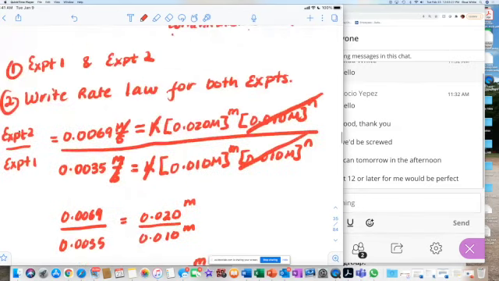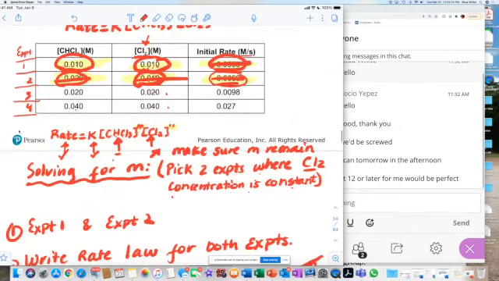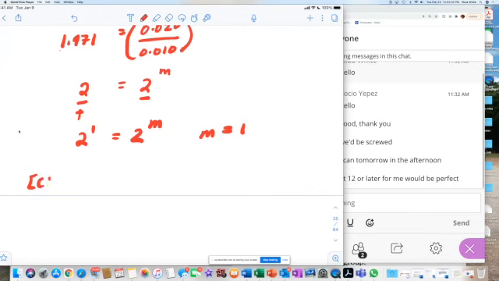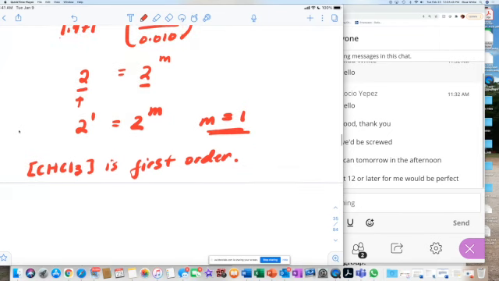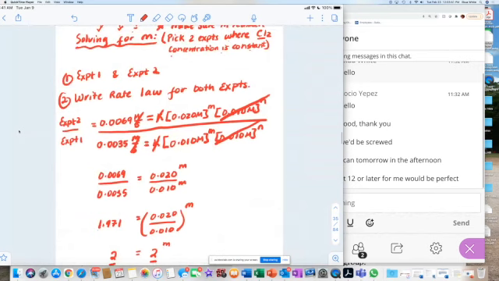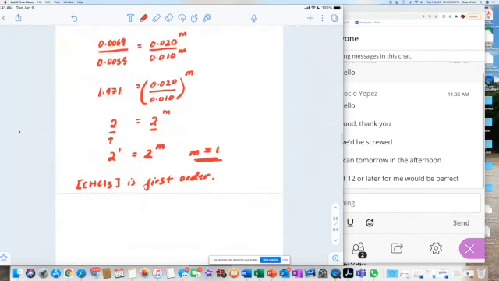So what was this reactant again? The reactant that we wrote first, CHCl3, the m, m is power 1. So that means CHCl3 is first order, right? Because we got m equal 1. So now we can find the order for the second one. We can now solve for n. So here I'll say to solve for n.